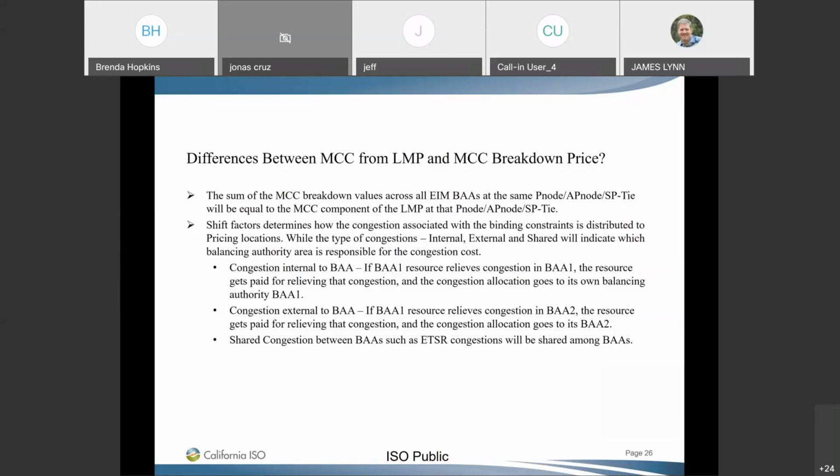That means I'm resolving this load pocket's need. This load pocket's congestion price should only be BANC. My generation should only be BANC. So if it's perfectly aligned, then I don't have any neutrality. But if I have anything that's offset, then it's going to be allocated to BANC.